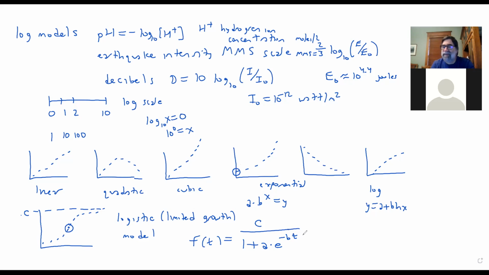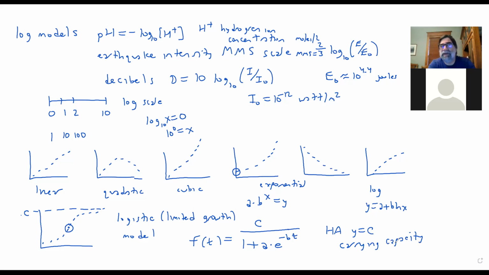The only thing that's kind of obvious here is C. C is as big as your outputs are going to be. As t gets bigger, this expression gets closer to 0. A times a number close to 0 is also close to 0, so you actually have C over 1. So your horizontal asymptote for these problems is going to be y equals C. This is sometimes called the carrying capacity.